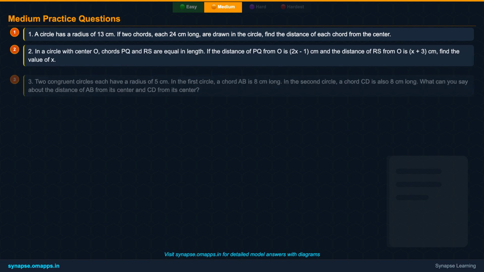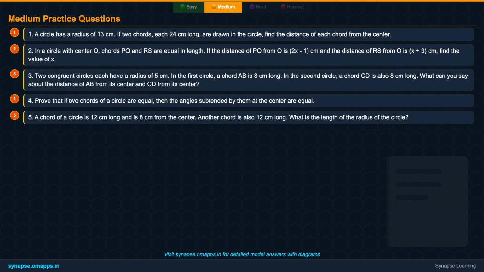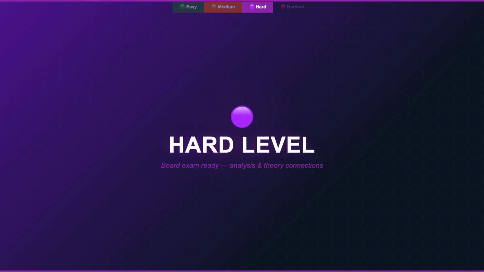Time to practice with some medium-level problems. These questions will require you to apply the theorem, possibly combine it with the Pythagorean theorem, or even use a bit of algebra. Remember the steps we discussed for the proof and the example. Take your time, draw diagrams if it helps, and work through each problem. You've got this. Ready to elevate your understanding?